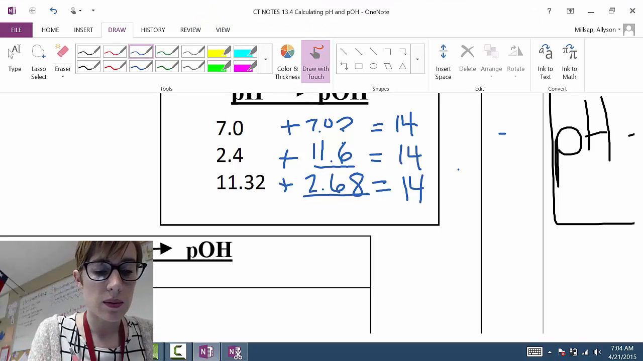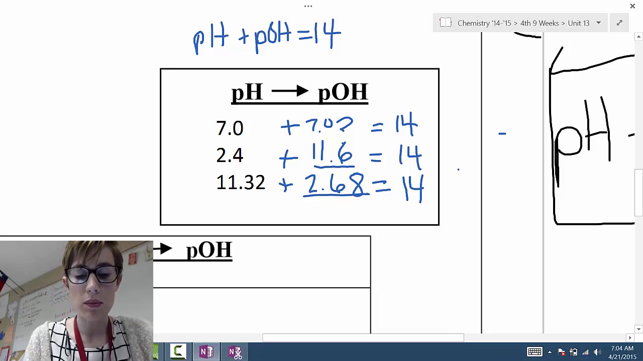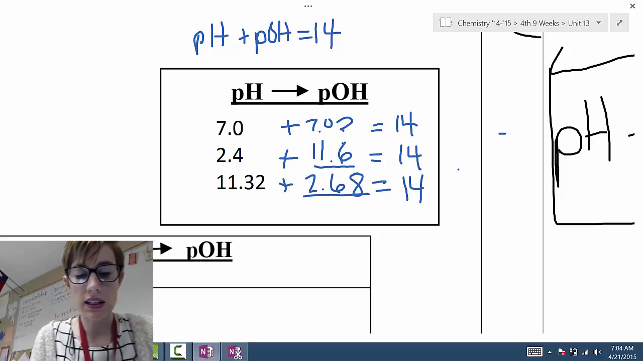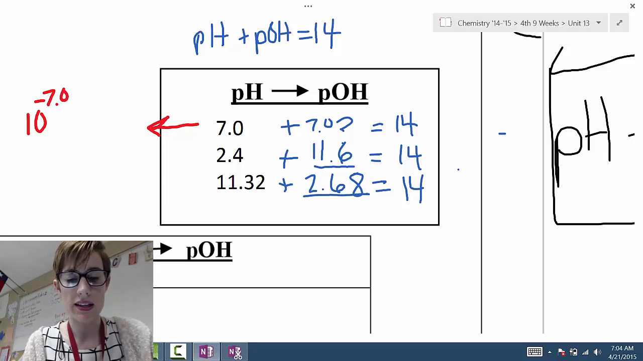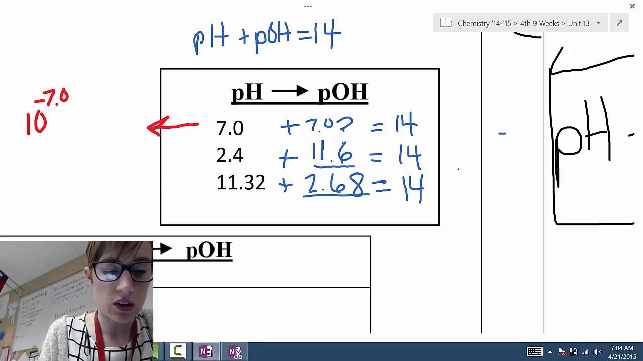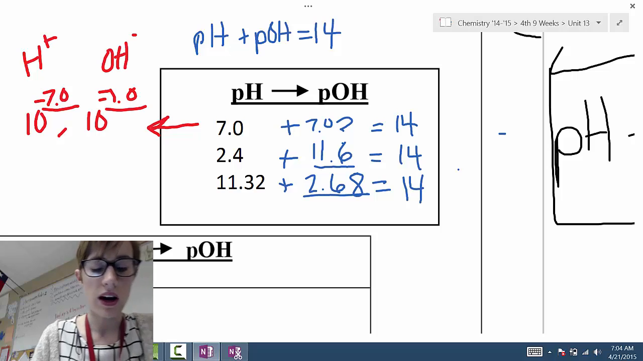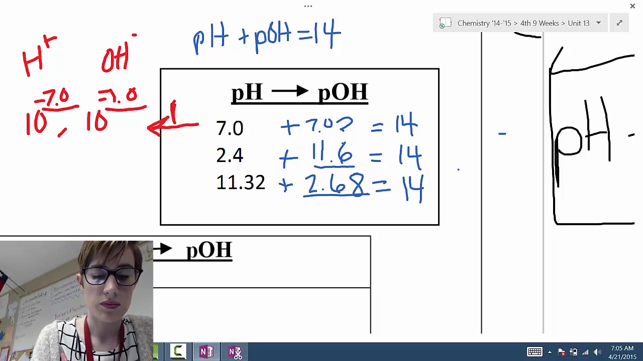Something I want you to think about is, can you determine if something's an acid or base based on these numbers? Well, remember what these numbers stand for. These numbers are all negative exponents. So basically, this problem is saying that the H concentration is 10 to the negative 7.0, and the OH concentration is 10 to the negative 7.0. So these numbers are the same, right? They have the same concentration, which means this is neutral.